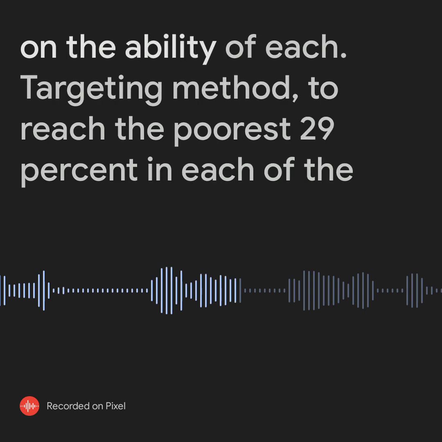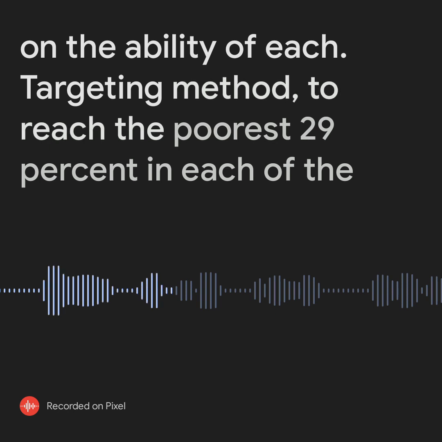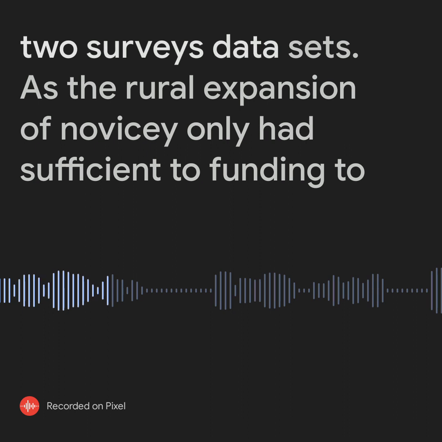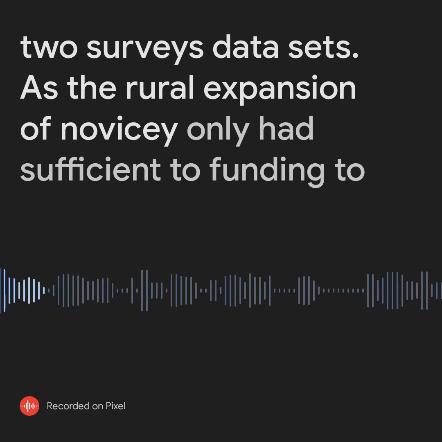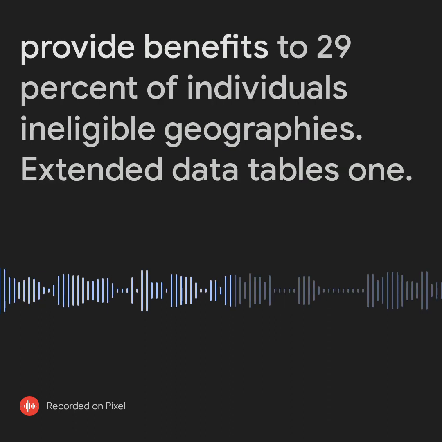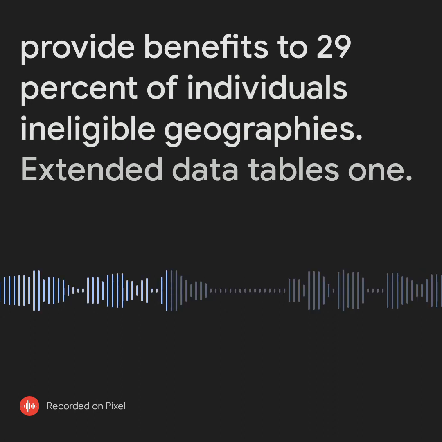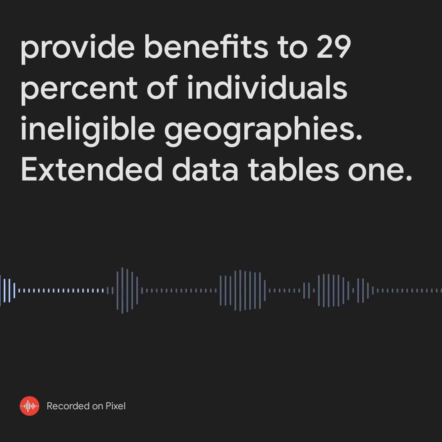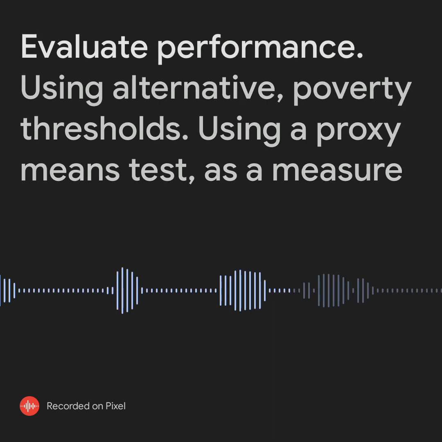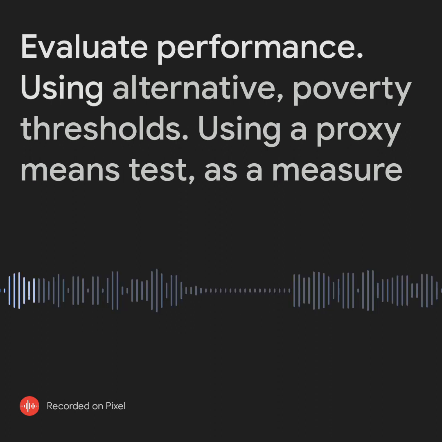We focused on the ability of each targeting method to reach the poorest 29% in each of the two survey datasets, as the rural expansion of Novissi only had sufficient funding to provide benefits to 29% of individuals in eligible geographies. Extended Data Tables 1 and 2 evaluate performance using alternative poverty thresholds.